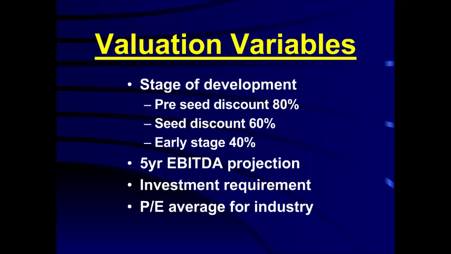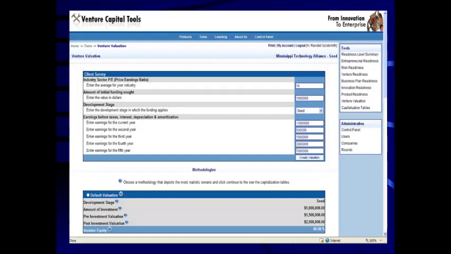The price earnings average for the industry is necessary for calculating the venture capital valuation method. The top portion of the slide reflects where each of these data points are entered. Keep in mind, an unusually high PE number will completely discredit the VC valuation method. This will be reflected when compared to other valuation outcomes.